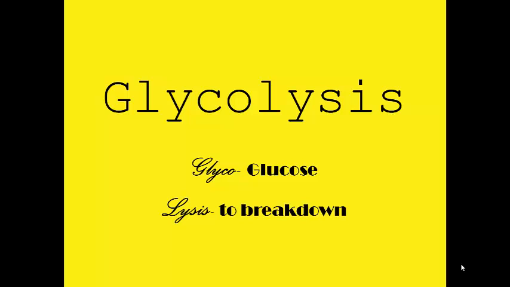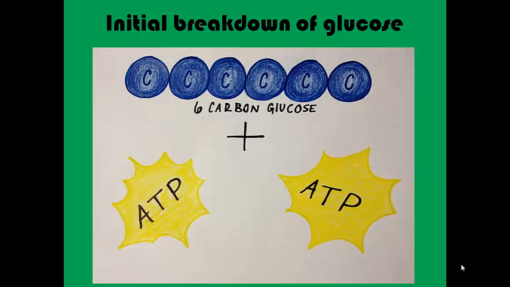Literally, glycolysis means the breaking down of glucose. Glyco means glucose, and lysis means to break down. The overall process of glycolysis can be divided into 3 distinct steps. The first part of this reaction is the initial breaking down of glucose within the cell. Glucose is a 6-carbon molecule that requires energy to be broken apart. The cell contributes 2 molecules of ATP in order to break down this glucose.